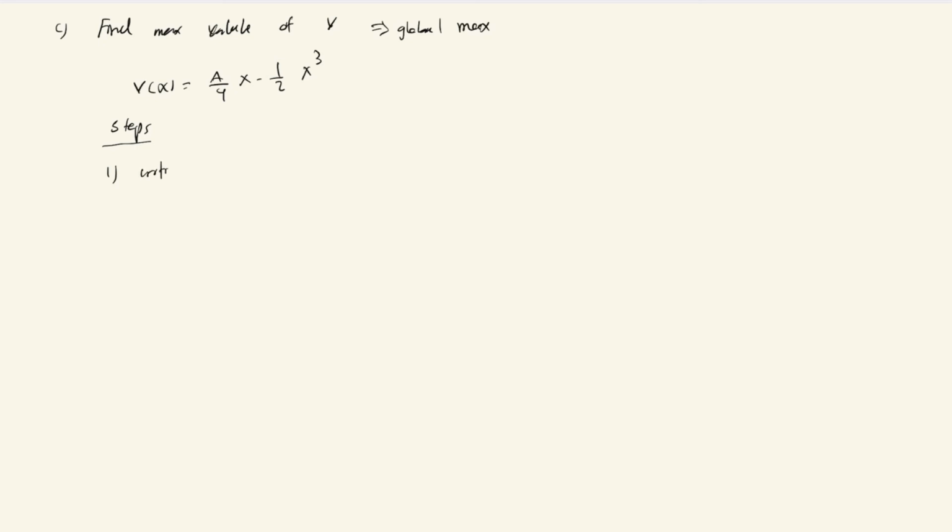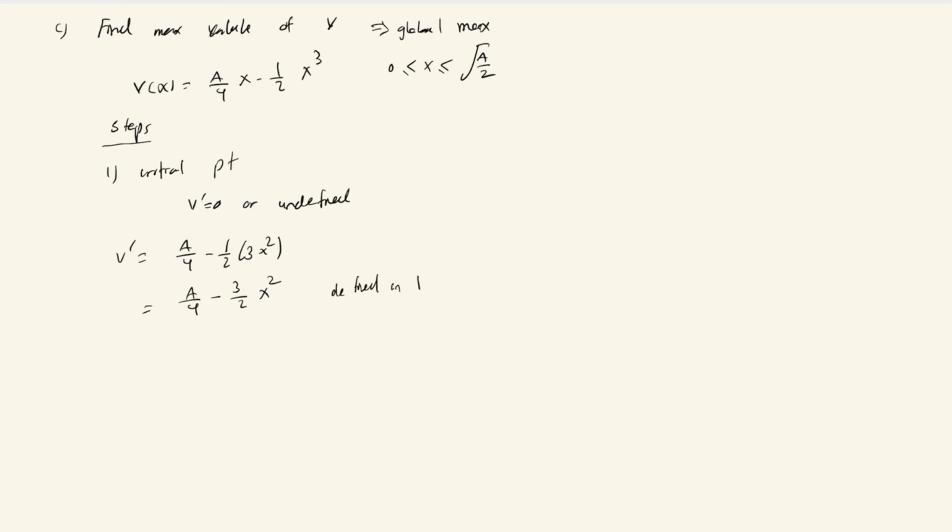So again, first step is where our critical point. And remember, our interval is gonna be x between 0 to square root of a over 2. Now critical point is where the first derivative is 0 or undefined. So what I'm gonna do now, I'm gonna take the first derivative of v of x. Notice this function is defined for all values of x, including our interval, which is going from 0 to the square root of a over 2.